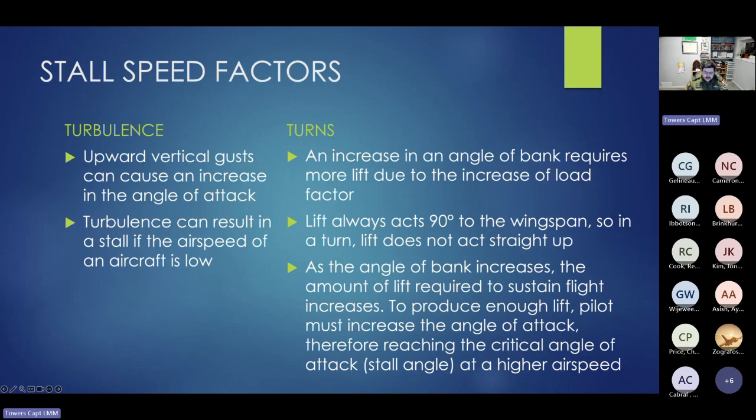Another thing that will affect your stall speed is turns. Now, an increase in the angle of bank requires more lift due to the increase of the load factor from being in that turn. And because lift always acts 90 degrees to the wingspan, in a turn, lift is not going to be acting straight up, but more up and to the side. As the angle of bank increases, the amount of lift required to sustain flight increases. So to produce enough lift in that situation, the pilot must increase the angle of attack, therefore reaching the critical angle of attack, the stall angle, at a higher airspeed.